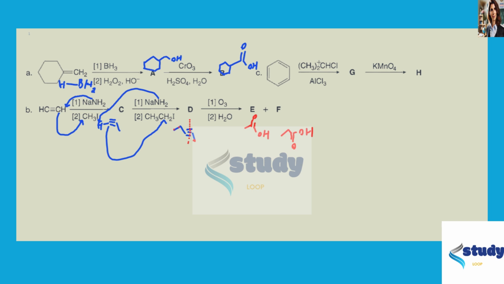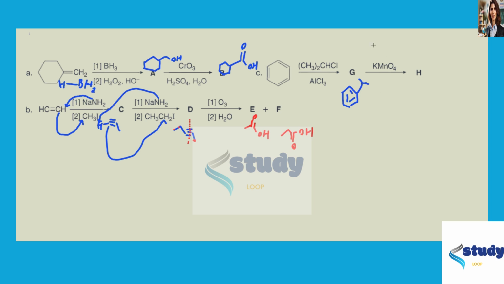And now let's see for C. So in C, we have a benzene ring, and we have an alkyl halide and a Lewis acid. So right off the bat, we can see that we are going to do Friedel-Crafts alkylation. So we're going to add carbon-carbon bonds, specifically this isopropyl group for G.